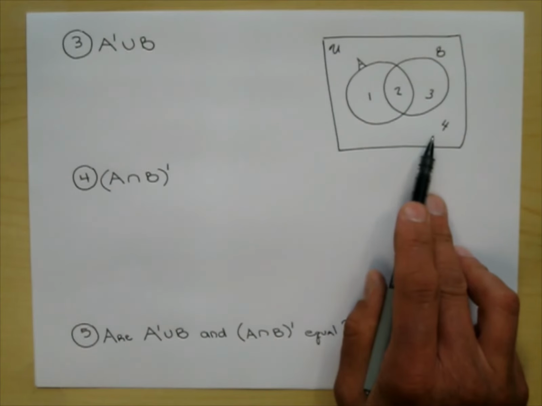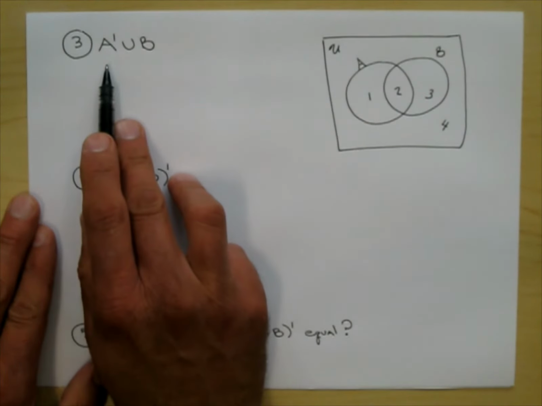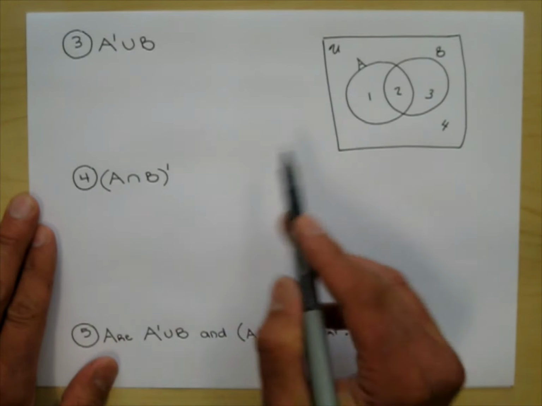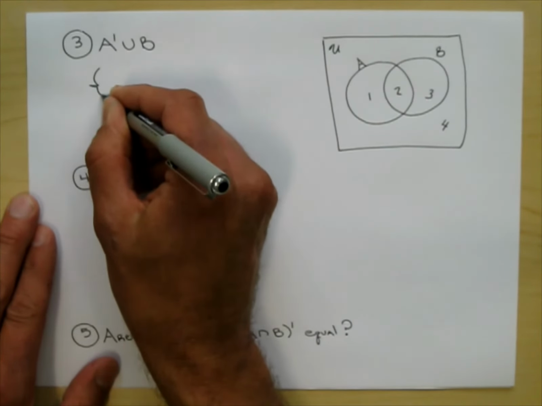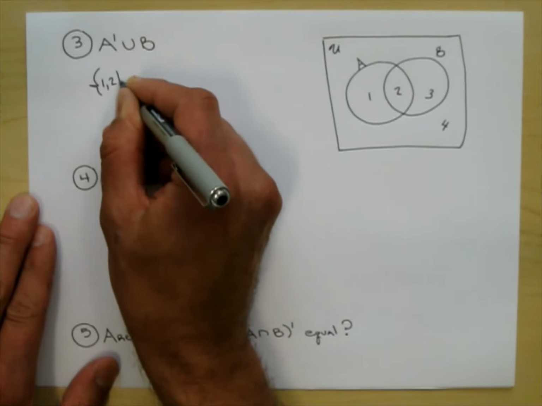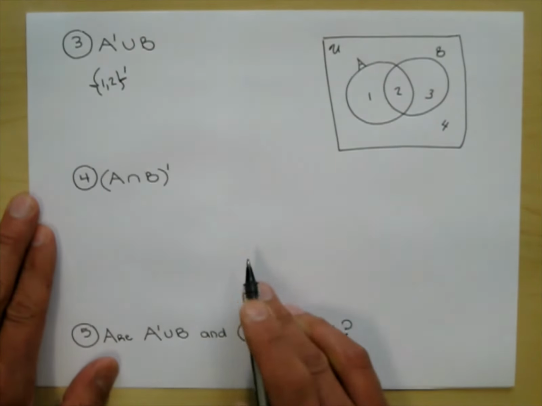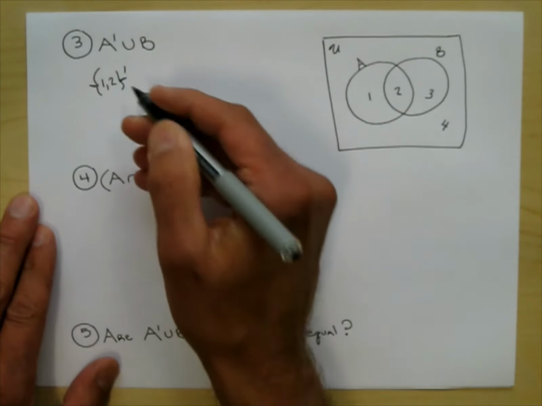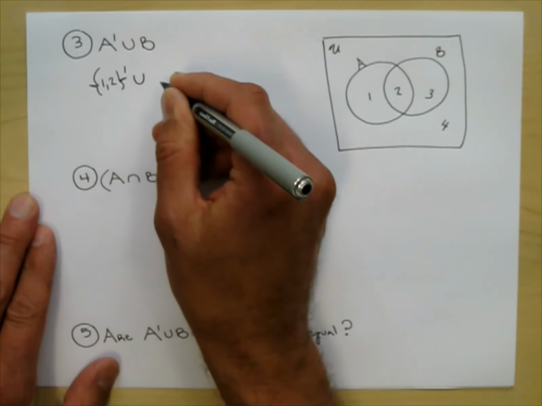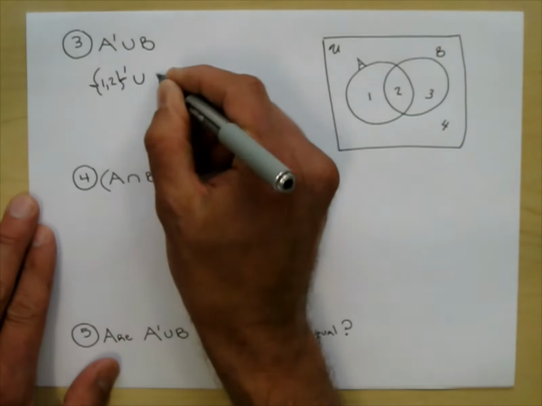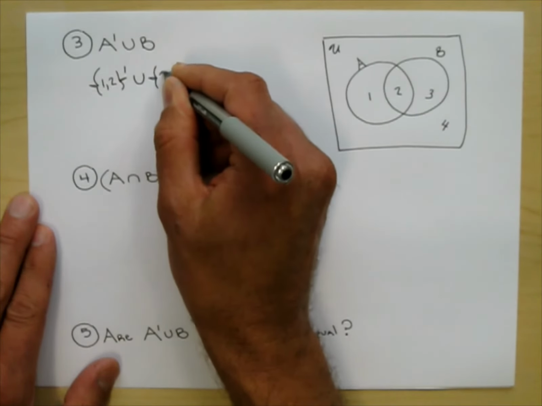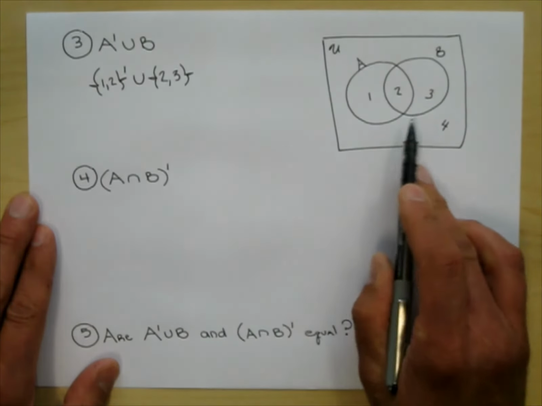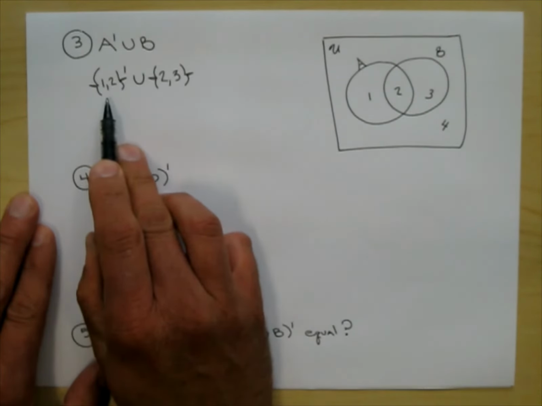So what I'm going to do is I'm going to go over here and I'm going to say, well, what is in the A circle? It's 1 and 2. Okay, so I copy down A and put a complement there. Remember, that is the complement. And then we're going to say U. And what's in the B circle? 2 and 3. The universal set contains 1, 2, 3, 4. So that will help us with the complement.